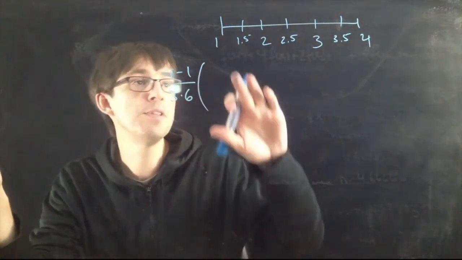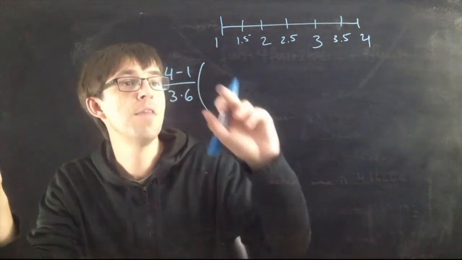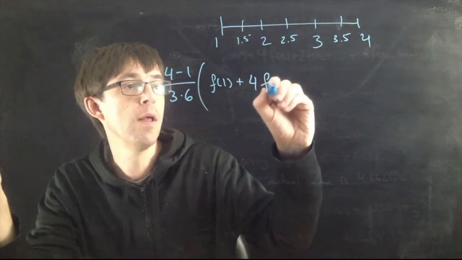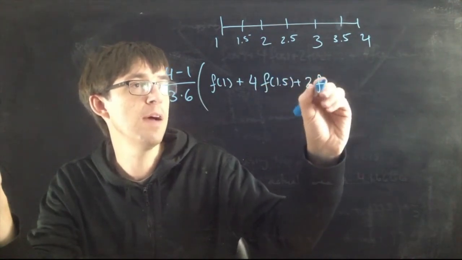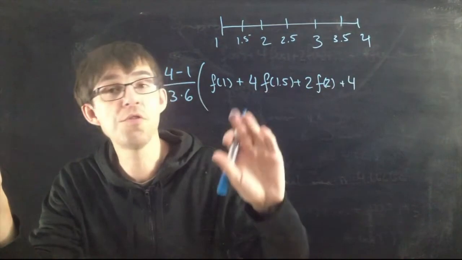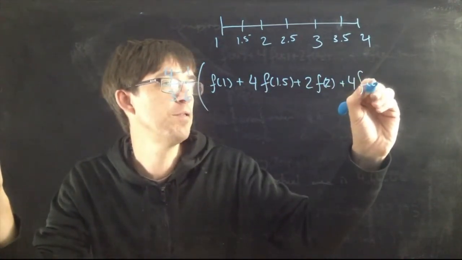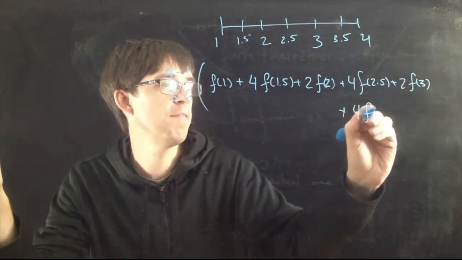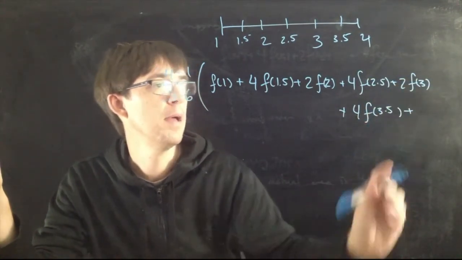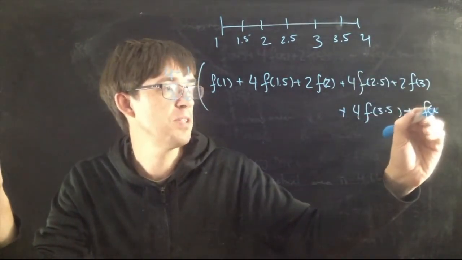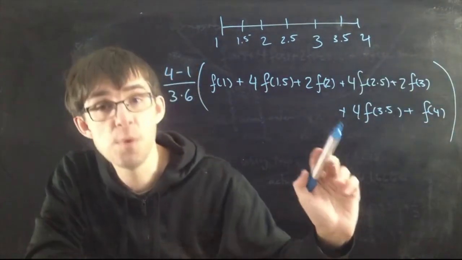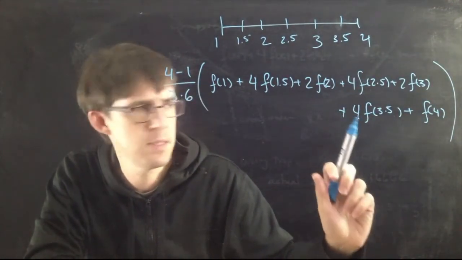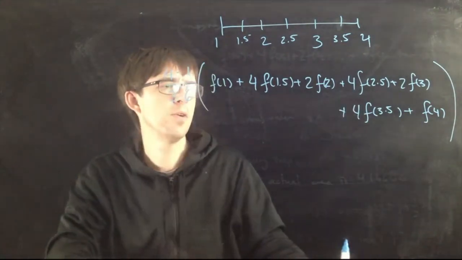And then on the inside, I'm going to add together f of these values. The first one has no coefficient, so that's just f of 1. The next one has a coefficient of 4, f of 1.5, plus 2, f of 2, plus, and I'm going to alternate 4s and 2s: 4f of 2.5 plus 2f of 3 plus 4f of 3.5. And now I'm up at the last one, which has just f of 4. The second to last one will always have a 4 in it if you're doing it properly. If you end up on a 2 here, you messed it up somehow. And the very last point gets no coefficient.